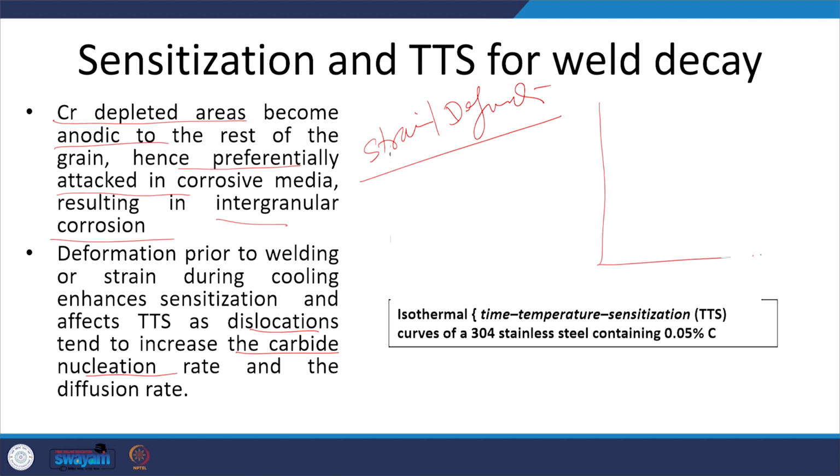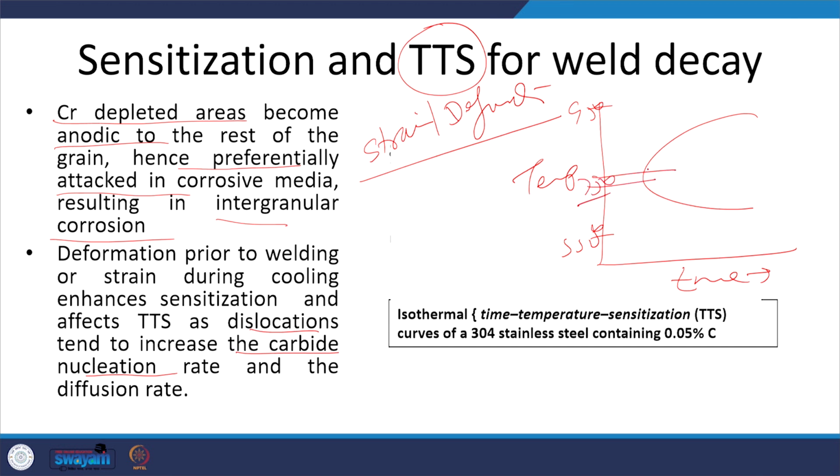So, if we see, this is called a time temperature sensitization curve. What does it show? Here we have time and here we have temperature. This temperature is 950 and this side, say, 550 degrees centigrade. In between, the sensitivity will be extremely high, around say 750 degrees centigrade. This is like a C shape. So, it will take long at higher temperatures and also at lower temperatures, but it will be minimum at a particular temperature.